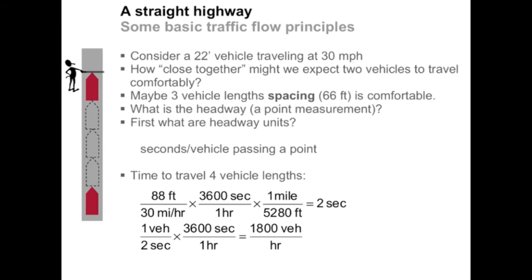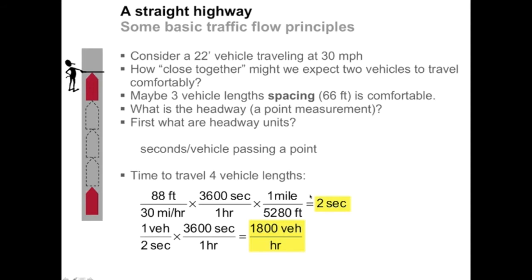The distance that the vehicle is traveling is a total of 88 feet. That's 4 times 22 feet. And the speed is 30 miles per hour. And if we want to express the headway in seconds, which we normally do, we just use dimensional analysis here. 3,600 seconds is equivalent to 1 hour. 1 mile is equivalent to 5,280 feet. So very conveniently, the headway here would be 2 seconds.